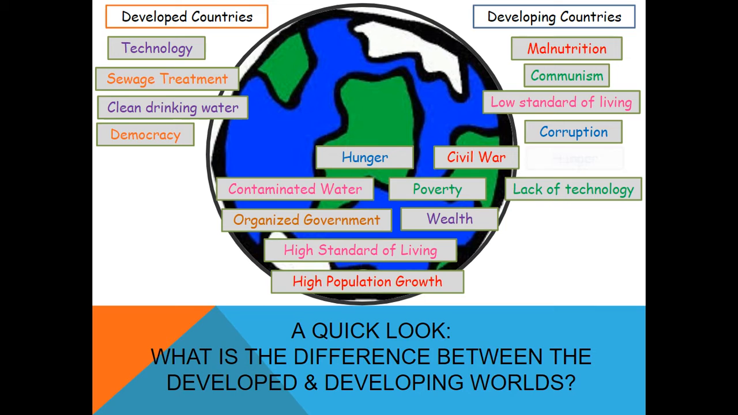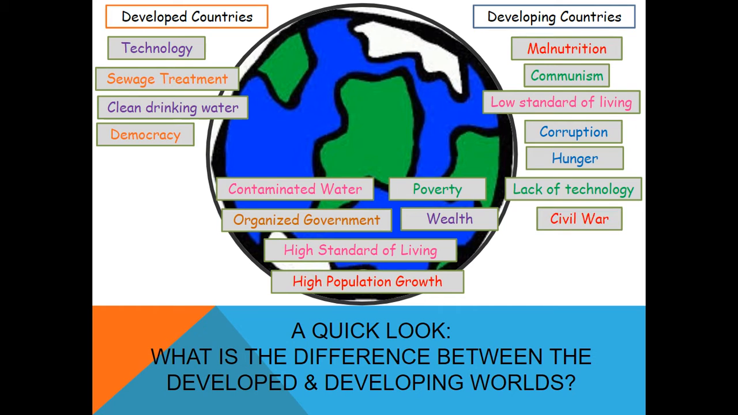Democracy, we've learned about what democracy is. Hunger goes right in line with malnutrition, much more common in developing. Civil war, think of Rwanda genocide, the war between the Hutus and the Tutsis. Developing.